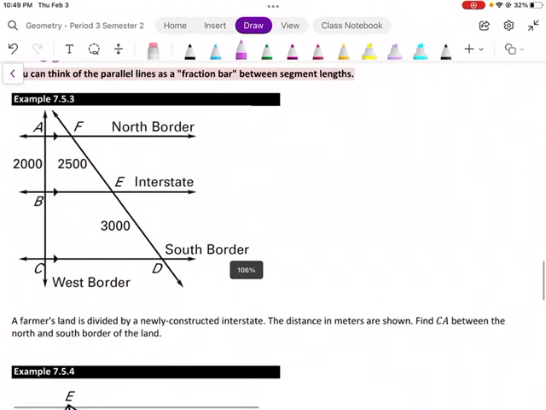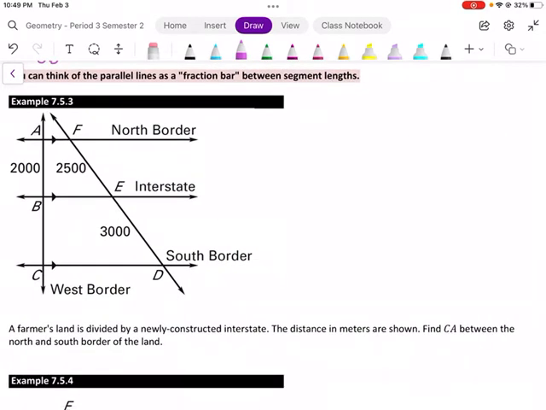So now we're going to use these in examples. So in this one, a farmer's land is divided by a newly constructed interstate. The distance in meters are shown. They want us to find CA between the north and the south border of the land. So we're trying to find this whole distance here. So I'm going to represent that by X.